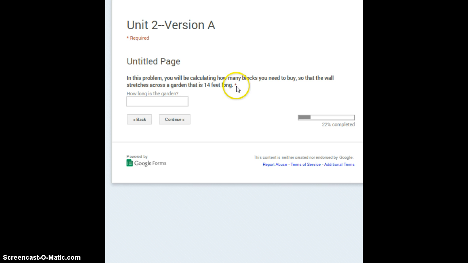Now, this was the part where so many people got stuck. Okay, the two variables were the blocks you need to buy and the length of the garden. Now, how long is the garden? The garden is 14 feet long. So the solution here is 14 feet.